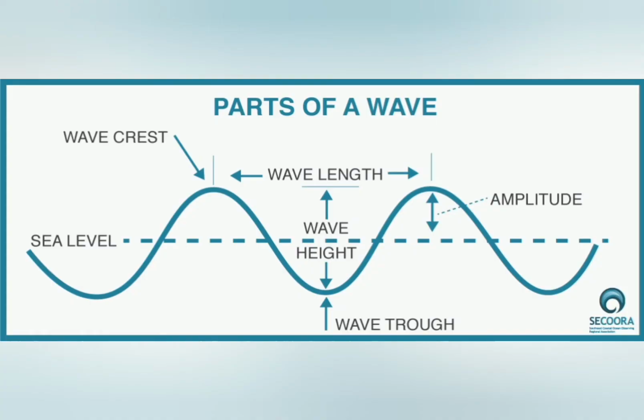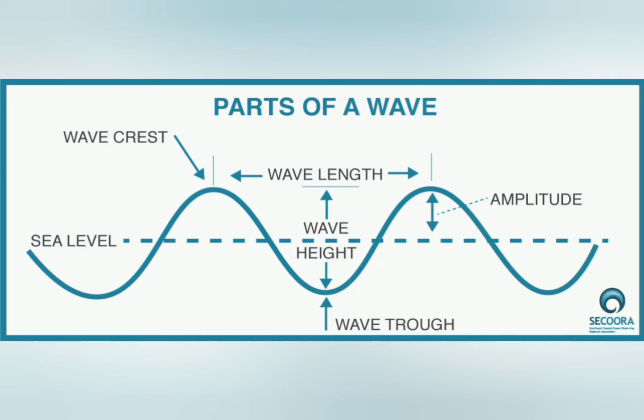As you can see in the diagram, the highest part of the wave is called the wave crest, and the lowest part of the wave is called the wave trough. Now the vertical distance between the crest and the wave trough is called amplitude or wave height. The wavelength is the distance between two consecutive wave crests or two consecutive wave troughs.